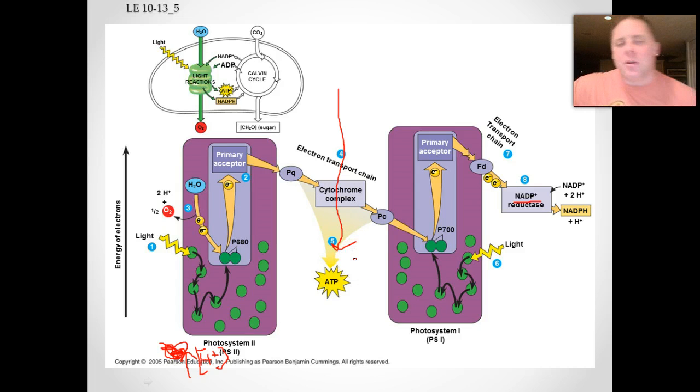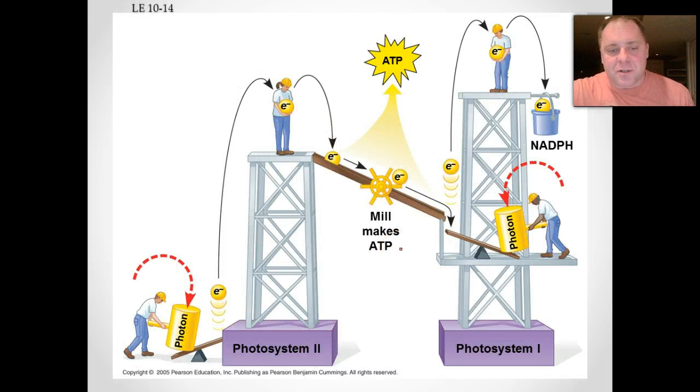But what we really want to do is produce as much of this hydrogen ion concentration as we can inside the thylakoid. That's going to be really important for making ATP. So, quick review of what's happening here. Let's kind of move through this here. This is fairly simplified, and it's showing you what's happening with energy.